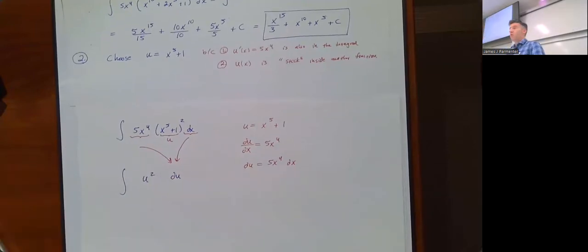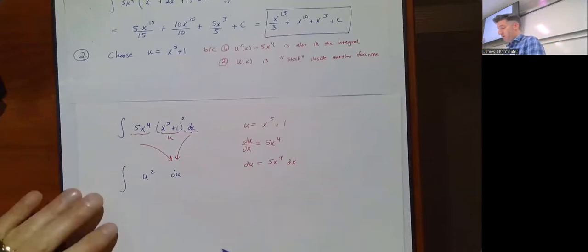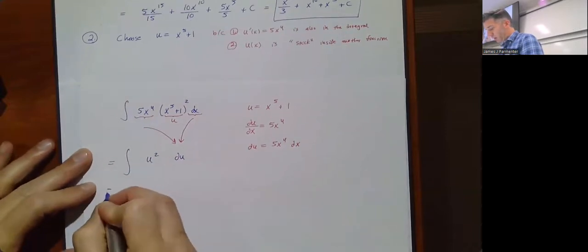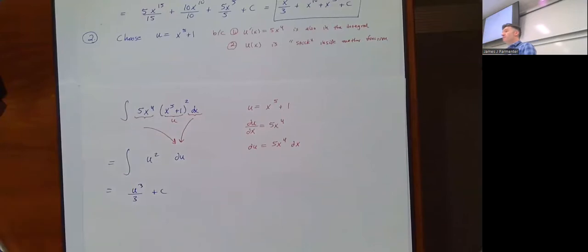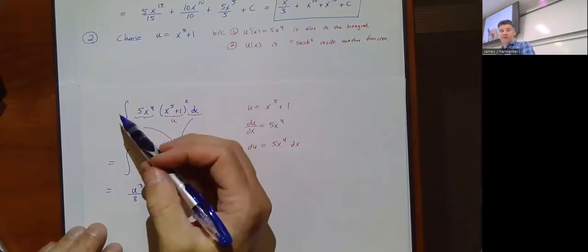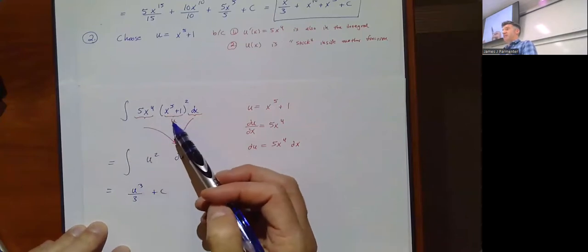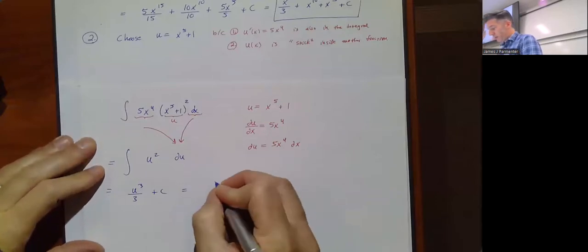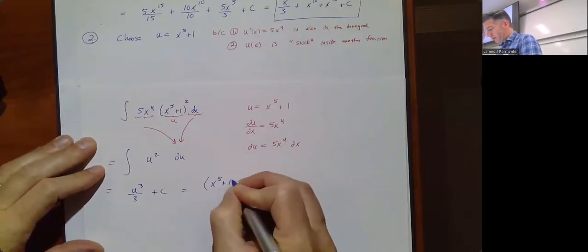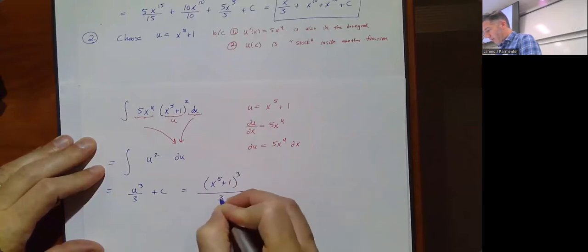Okay, so now what's the antiderivative of u squared? I'm just using the anti-power rule. So I'm going to get u to the third over 3 plus a constant. But I started off trying to find the antiderivative of a function of x, so my answer should also be a function of x. After you've done the anti-differentiation, we substitute back in what u is equal to. So this is actually going to equal x to the 5th plus 1 to the 3rd power, all divided by 3, plus c.